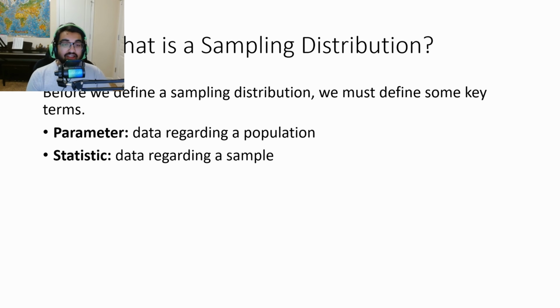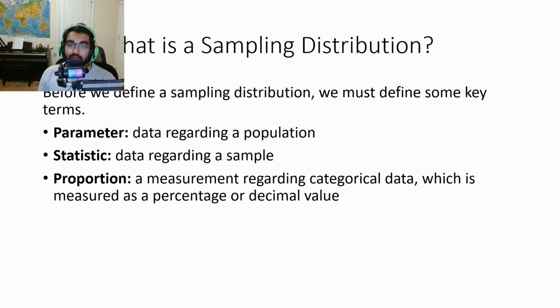A statistic is data regarding a sample. In that 150 million adult males, you take a sample of 150 people, and it turns out in that sample, the average that you get is 6'1". So that would be data regarding a sample, and that's what we call a statistic.